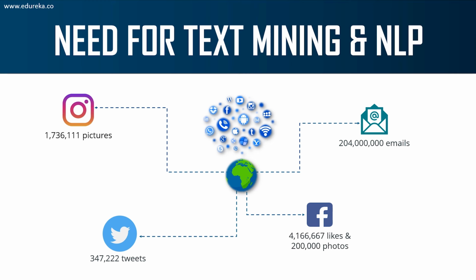These are the amount of tweets, 347,000 tweets per minute, right? This is a lot of data. We're generating data while we're watching YouTube videos, when we're sending emails, when we are chatting, and all of that, right? Even the IoT devices at our house, right? We have Alexa. All of this is generating a lot of data. A single click on your phone is generating a lot of data.